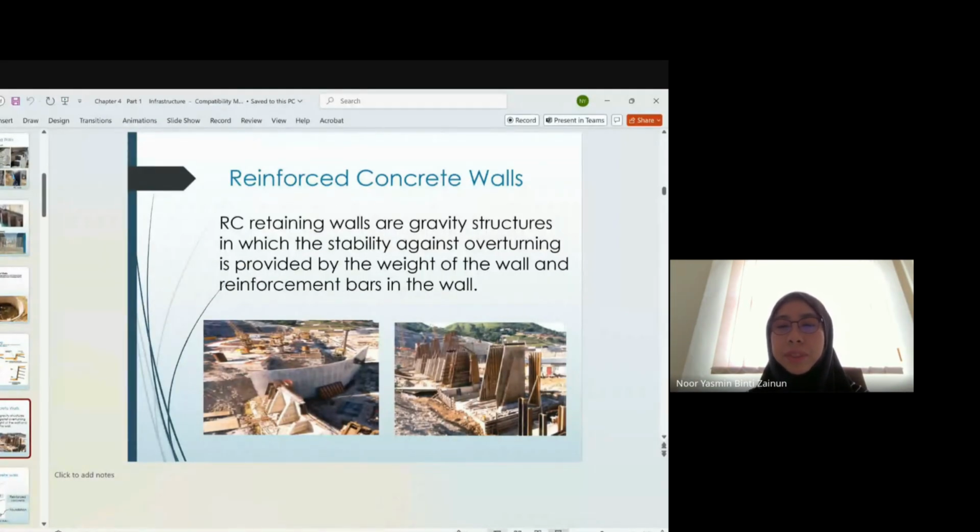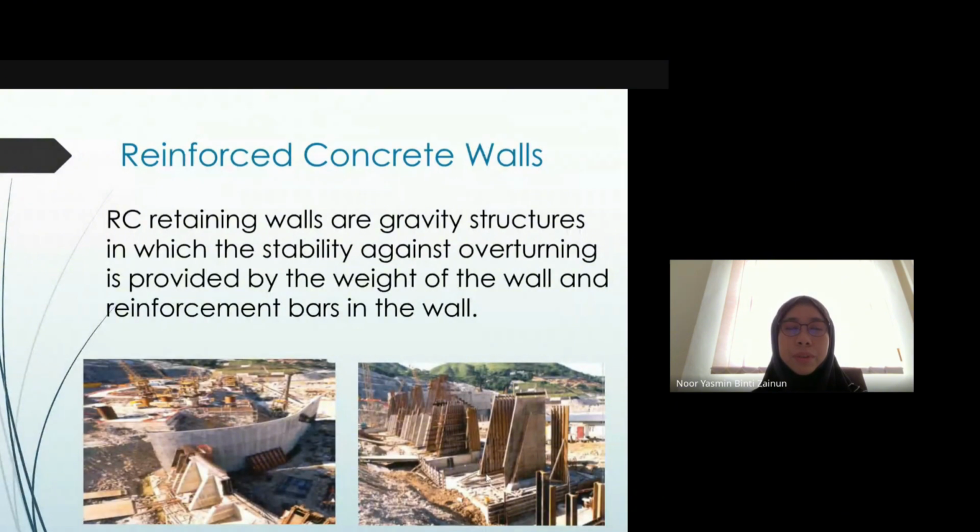This is an example of reinforced concrete walls. The RC retaining walls are gravity structures in which the stability against overturning is provided by the weight of the wall and the reinforcement bars in the wall. So that's why we call it reinforced concrete walls, because they have RC bars inside. Okay.